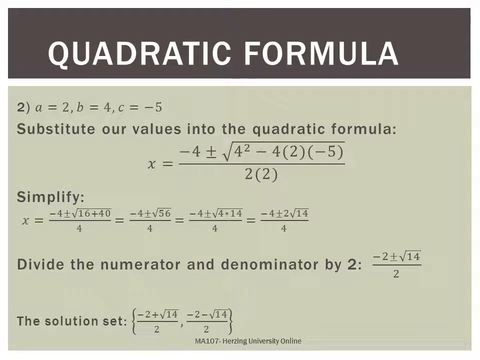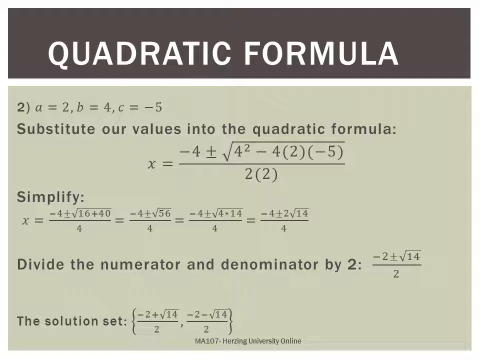Substituting our values into the quadratic formula, x equals negative 4 plus or minus the square root of 4 squared minus 4 times 2 times negative 5, divided by 2 times 2. Simplify: x equals negative 4 plus or minus the square root of 16 plus 40, over 4, which equals negative 4 plus or minus the square root of 56, over 4. We can rewrite this as negative 4 plus or minus the square root of 4 times 14, over 4, which equals negative 4 plus or minus 2 times the square root of 14, over 4.